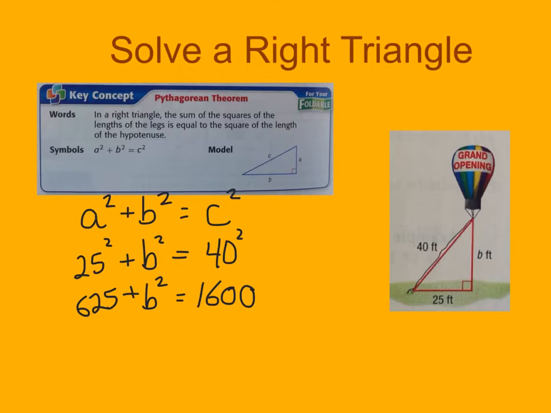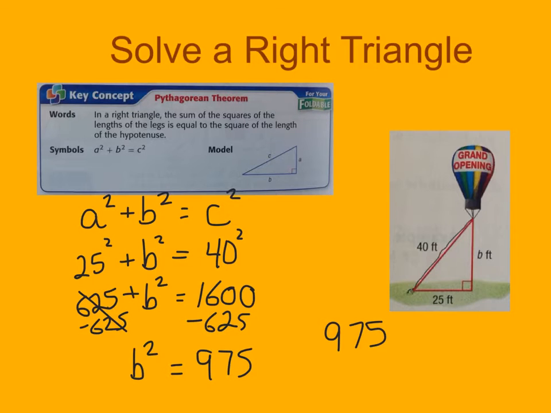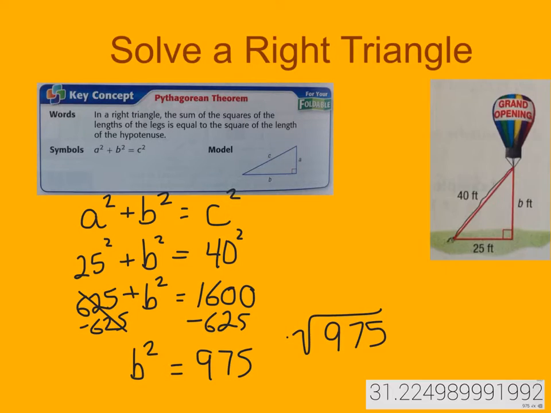So now I continue with my equation, I keep writing these out. So this is 625 plus b squared, so I have to do the opposite. I subtract 625 from both sides. That leaves me with b squared equals 975. So to solve for that, I'm going to have to find the square root of 975. And here's what I got when I did the square root of 975, and I'm going to need to round that. I'll round it to the nearest tenths place. So I can see that b is going to equal 31 and 2/10, and that's going to be feet.